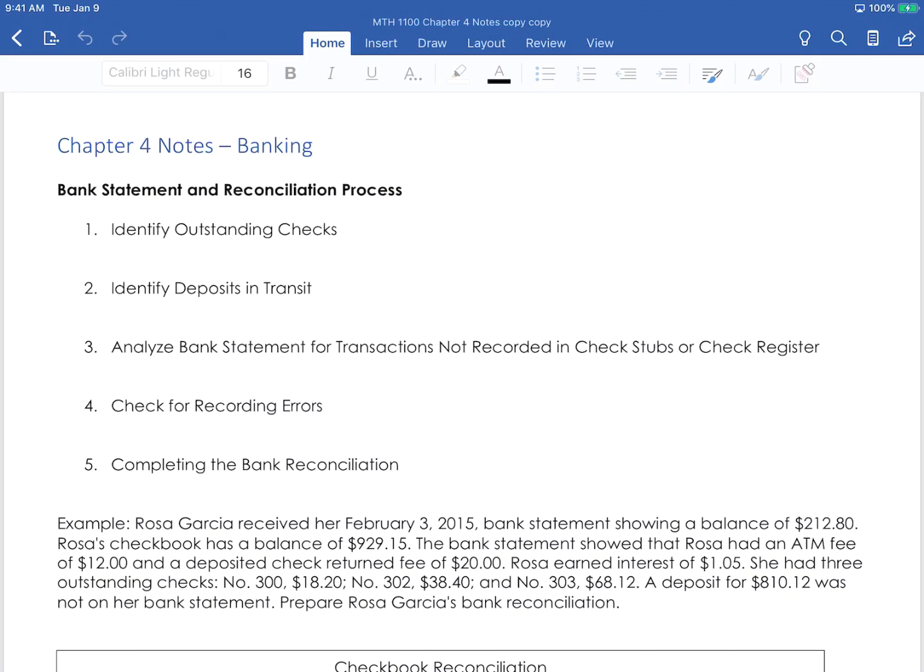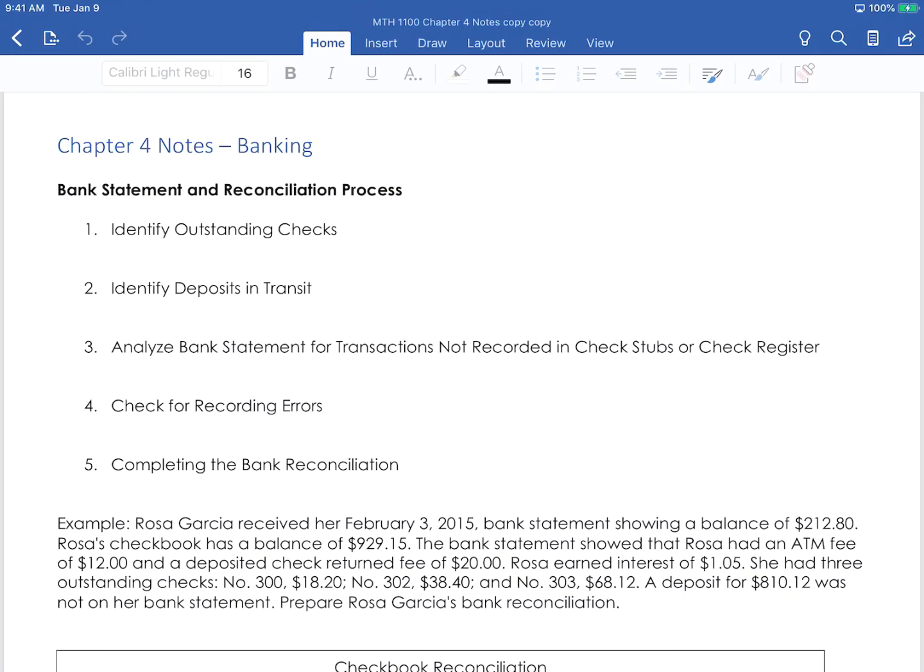So there are some steps, some things to pay attention to when you're doing the reconciliation process. One thing you want to do is make sure you identify outstanding checks. Like I just said, that's the example I just discussed with you. That's if I write a check, but the bank hasn't processed it yet. So I have to make sure that that shows up on my bank statement.